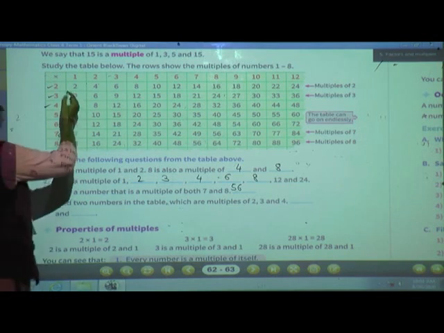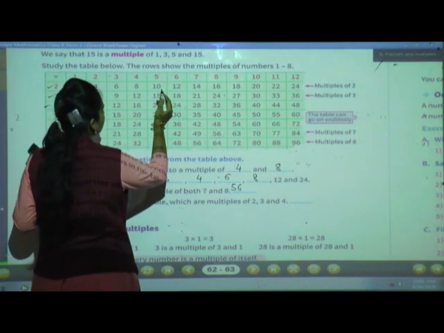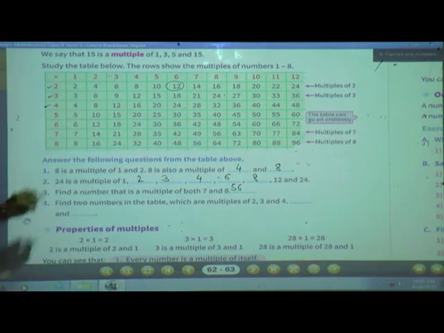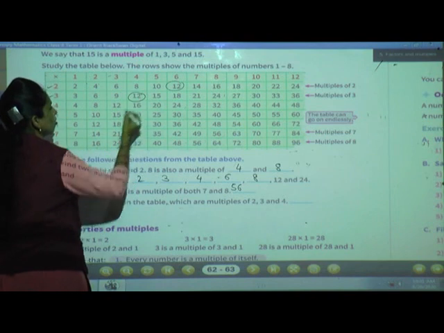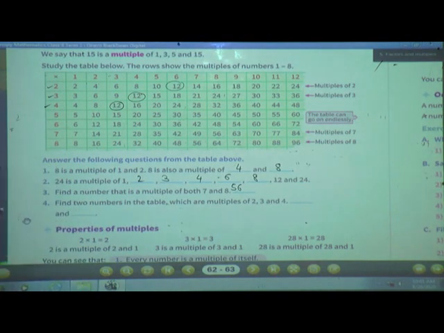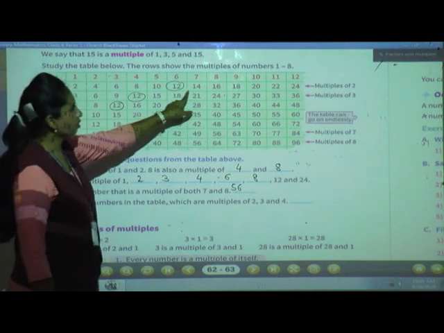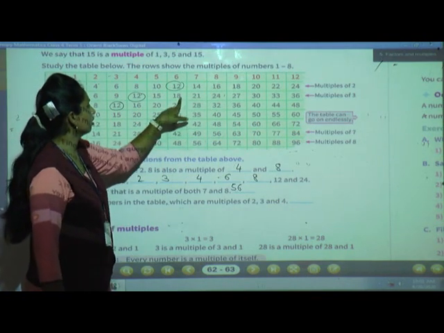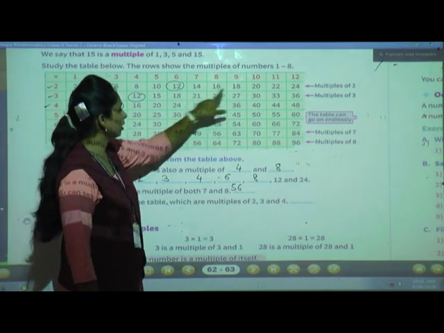Okay. Here 10, 12. See, 12 is there. 12 is there in 3 table also and 12 is there in 4 table also. Are you getting? And what is the other number? Just try to see. 14, no, here 15, here 16. 16 is not there in 4 table.